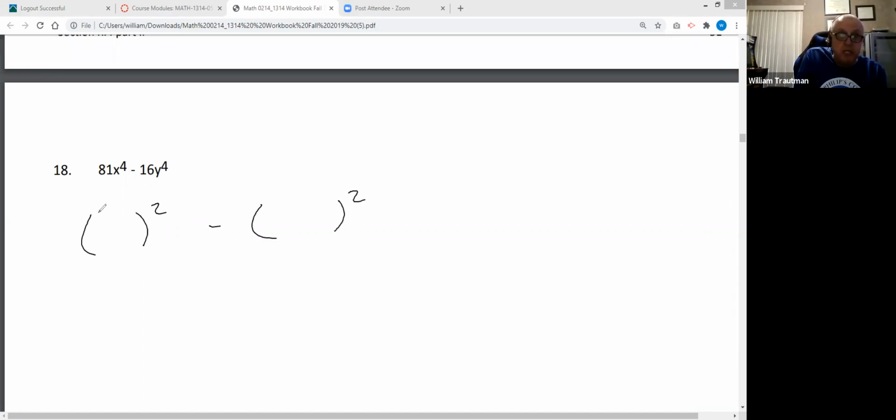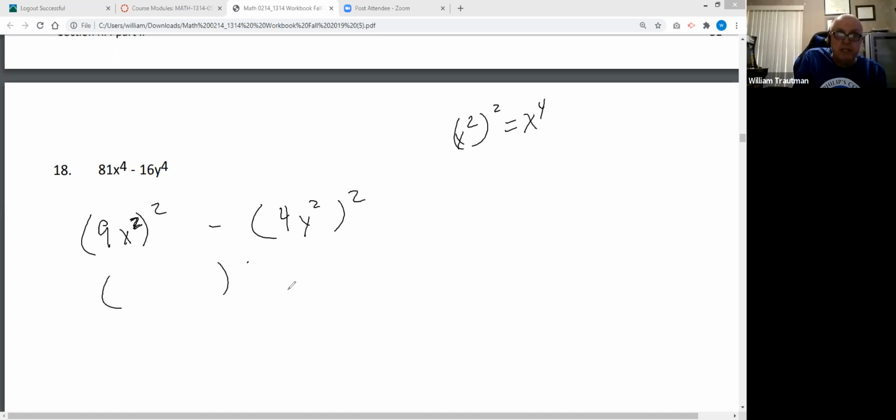81, square root of 81 is 9. But we have an x^4 this time. So I have to put x squared here, because x squared raised to the second power, remember, power raised to a power, you multiply. So when you have a 4, you have to put an x squared inside. 16, square root of 16 is 4. Then I have to put a y squared in there.